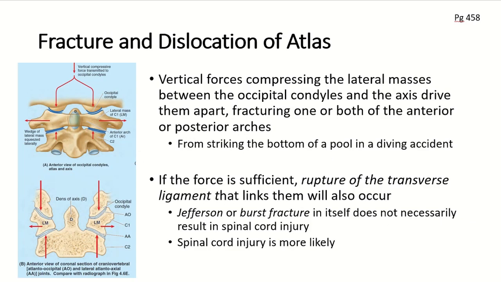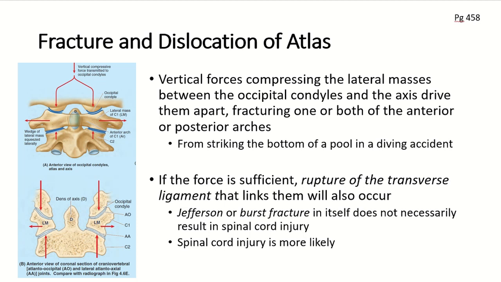Another one is a fracture dislocation of the atlas. Remember that the atlas is the C1 vertebra. It's a bony ring with two wedge-shaped lateral masses that are connected by relatively thin anterior and posterior arches, as well as a transverse ligament. Because the taller side of the lateral mass is directed laterally, vertical forces, for example if you jumped into a pool and hit your head at the bottom, compress the lateral masses between the occipital condyle and the axis, and drive them apart, and it fractures the anterior arches as well as sometimes the posterior arches.